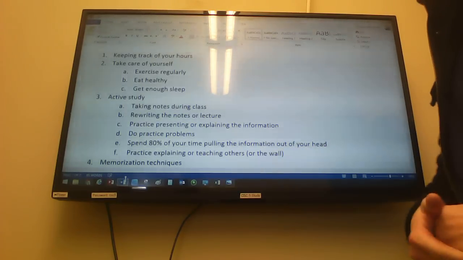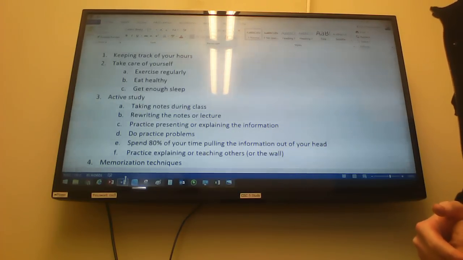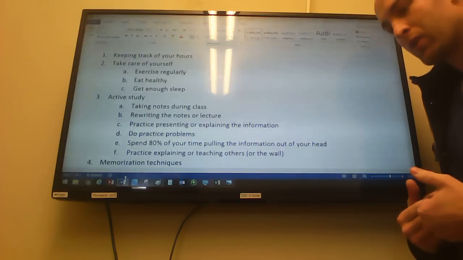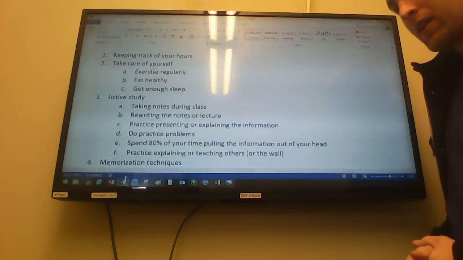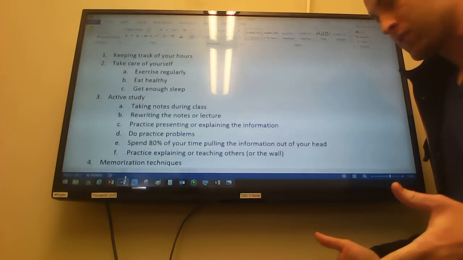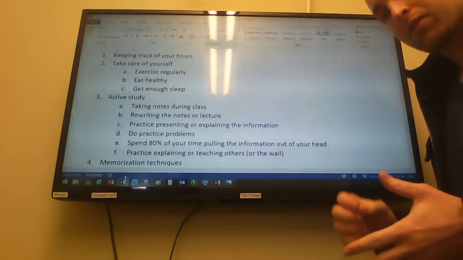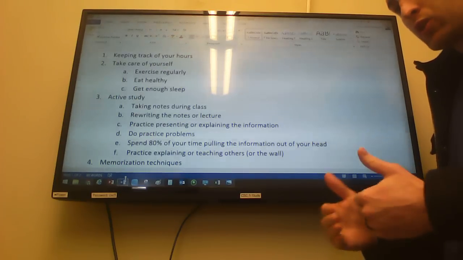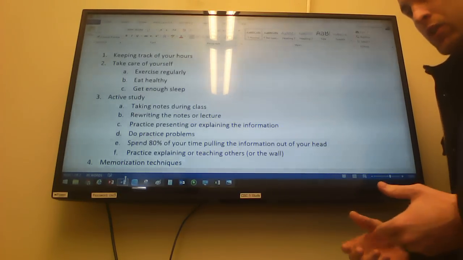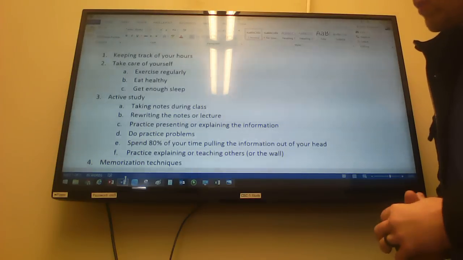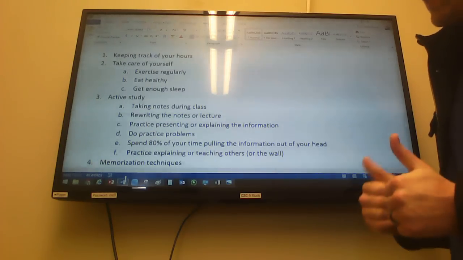So next, rewriting the notes of the lecture. Essential. If the teacher gives you a handout or something, just reading the handout, total passive studying. But if you can take that and take out the main points and reword it, shorten it down into something that's just got the main concepts on there, that you could just see the words and it would kind of trigger the memories of what it was that you learned, that's essential.